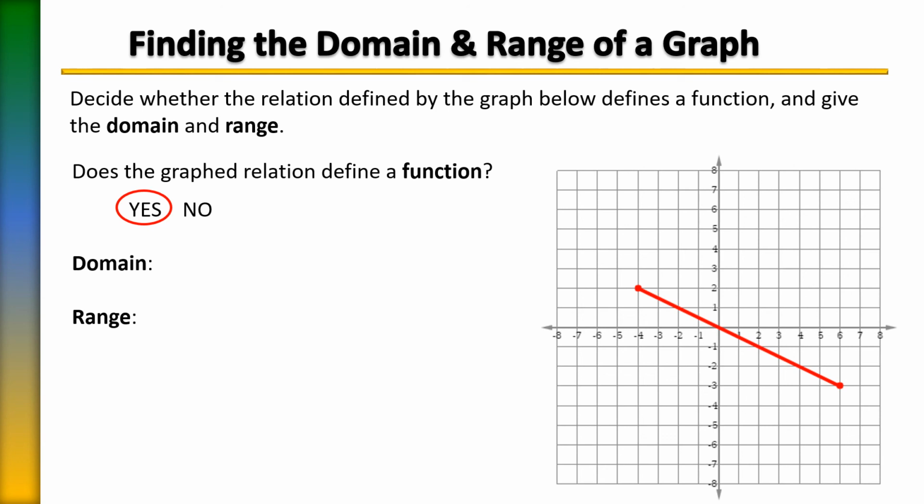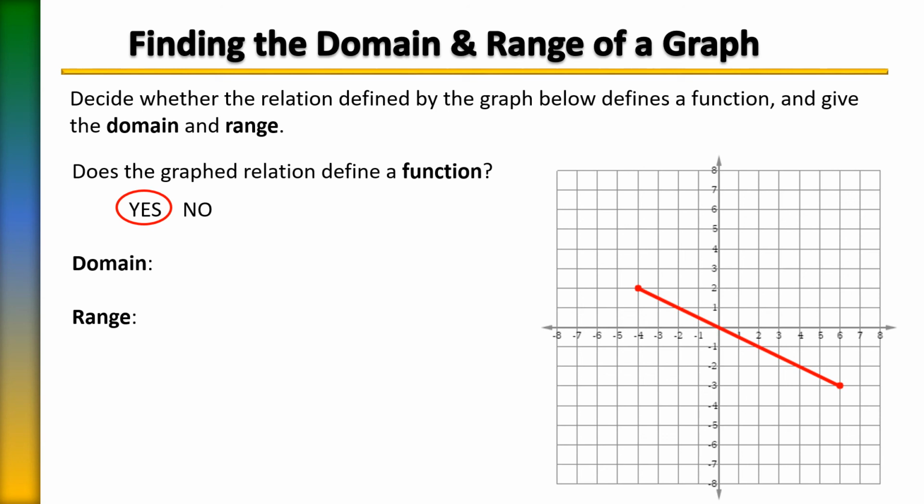Now let's determine the domain and range. Now be careful with this line. This is actually a line segment. Notice that it does not have arrows at the end, which means that it is going to start and stop at a certain point, that it is not going to go on to infinity. So your domain and range should not include any infinities.